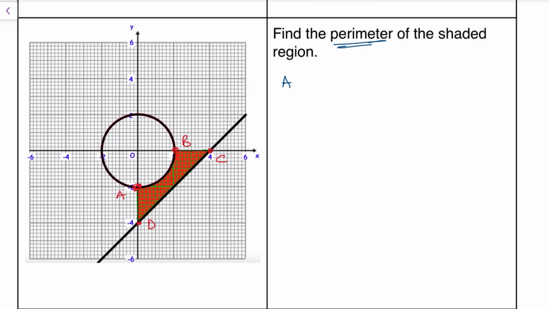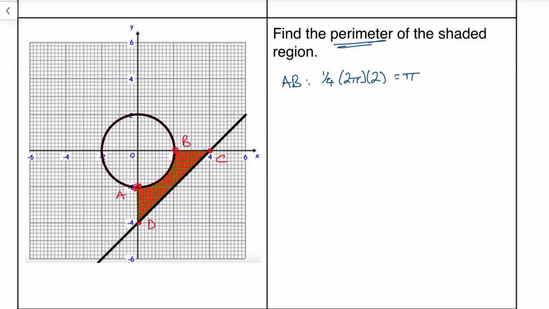Well, AB is the easiest bit. It's not the easiest bit, but it's easier to explain: it's a quarter of a circle. So it's going to be a quarter of the circumference of a circle, which is 2 pi r, where the radius is 2. So it's going to be 2 times 2, which is 4, divided by 4. It's going to be pi. Actually that one wasn't too bad, was it? So I've got the curved arc.